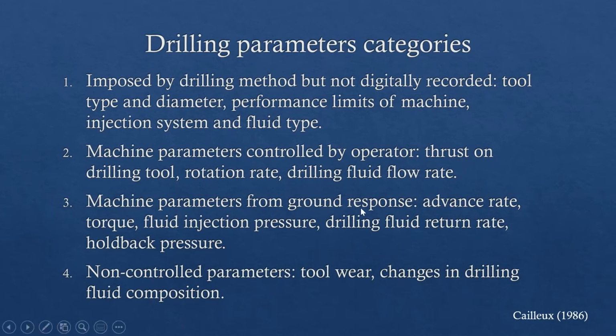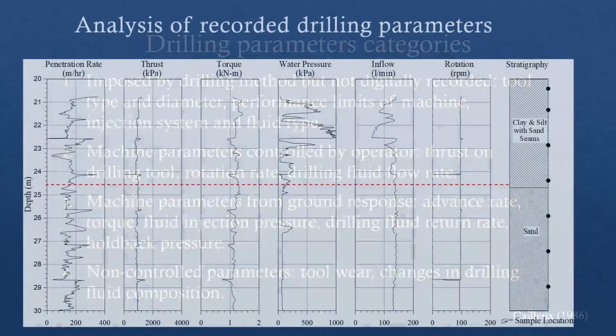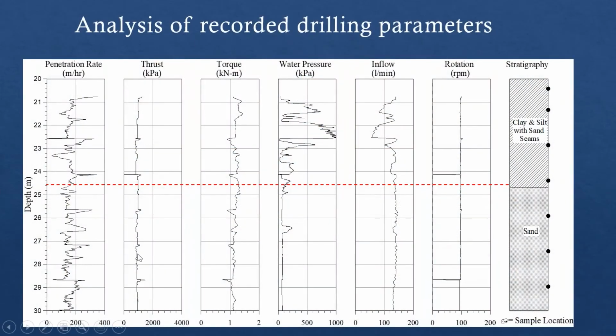The machine parameters are really from the ground response. So the driller is imposing some parameters, and then the ground is responding to that. So the advance rate, the torque, the fluid injection pressure, the drilling fluid flow rate, and the hole back pressure is really that response. And then you have all the non-control parameters, the tool wear, the changes in drilling fluid composition, those are non-control. So this is what you would record.